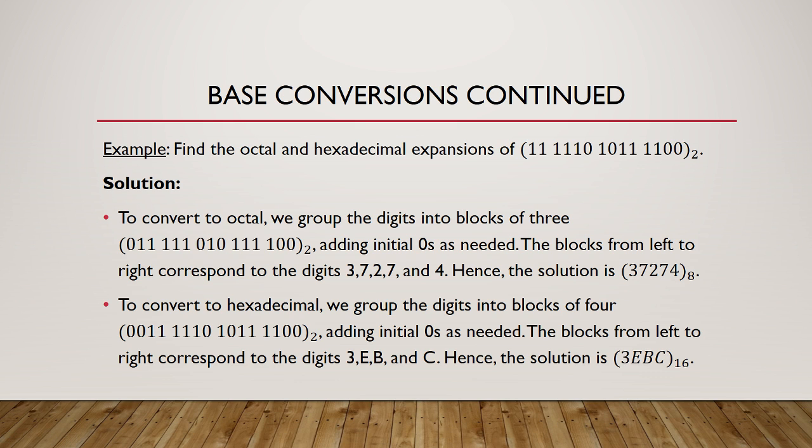Continuing, if we want to find the octal and hexadecimal expansions of that binary number, for octal we split it into groups of 3, and each of these groups corresponds to a different digit. So 3, 7, 2, 7, 4 is each of these groups. Similarly for base 16, we split it into groups of 4, and those each correspond to a digit or letter in base 16.